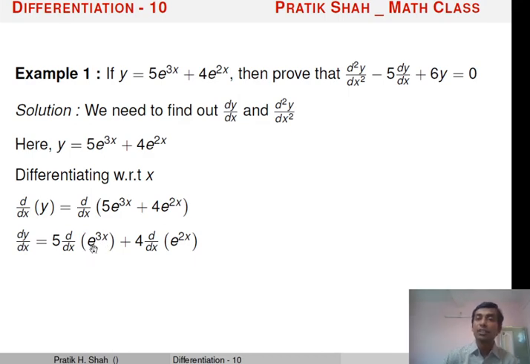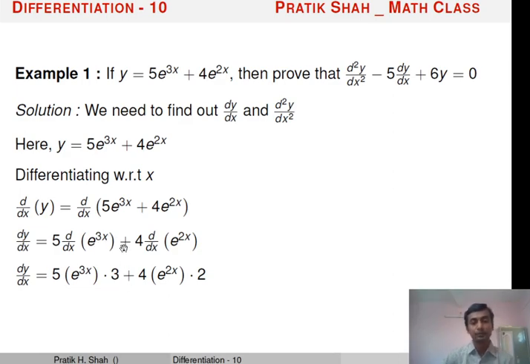We know that derivative of e raised to x is e raised to x. So 5 as it is, differentiation of e raised to 3x is e raised to 3x into differentiation of 3x, which is equal to 3. In the same way, 4 as it is, differentiation of e raised to 2x is e raised to 2x into differentiation of 2x, which is equal to 2. So simplifying this, we get 5 into 3 is equal to 15 e raised to 3x plus 4 into 2, 8 e raised to 2x.